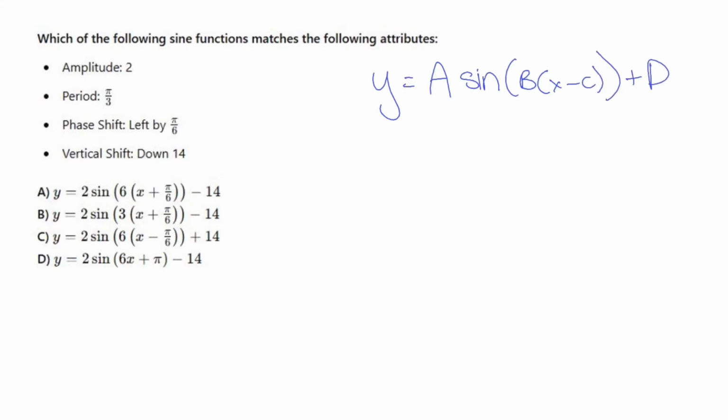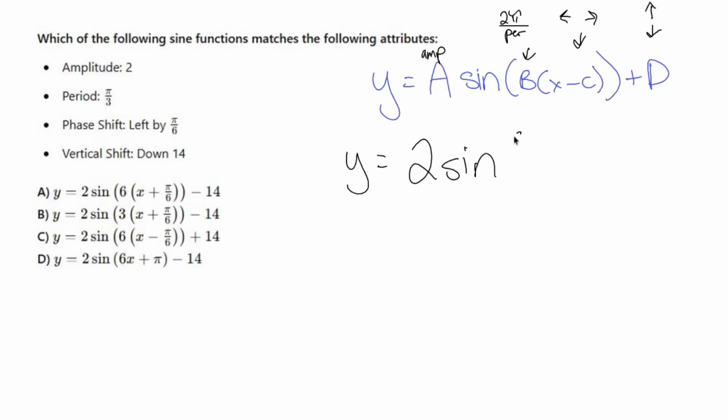A stands for amplitude. B is my frequency, which is 2 pi over the period. C is going to be my phase shift, in other words, my horizontal translation. So this is the left or right part. And D is going to be the midline or the vertical translation, so up or down. Okay, so let's build this guy. Y equals amplitude of 2, A is 2.